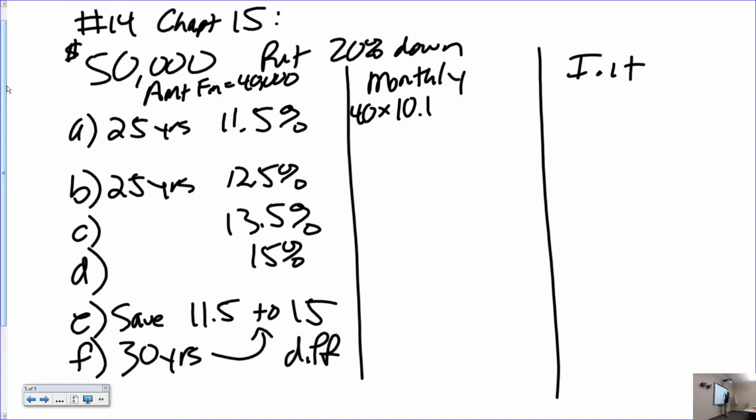10.17. What's 40 times 10.17? 406.80. Because the $40,000 you're borrowing, you divide by 1,000, which just gives you the 40 every time. Then you just multiply that 40 times whatever the table value is. That's going to get you the monthly payment. So, if you did it for 12.5%, what's the table value?